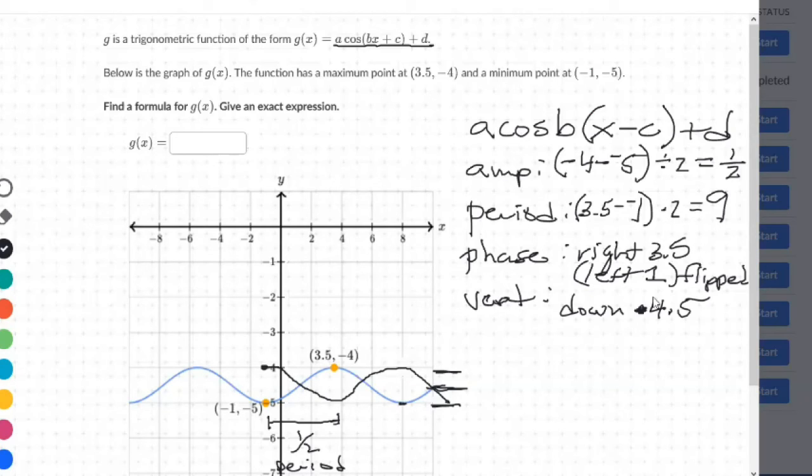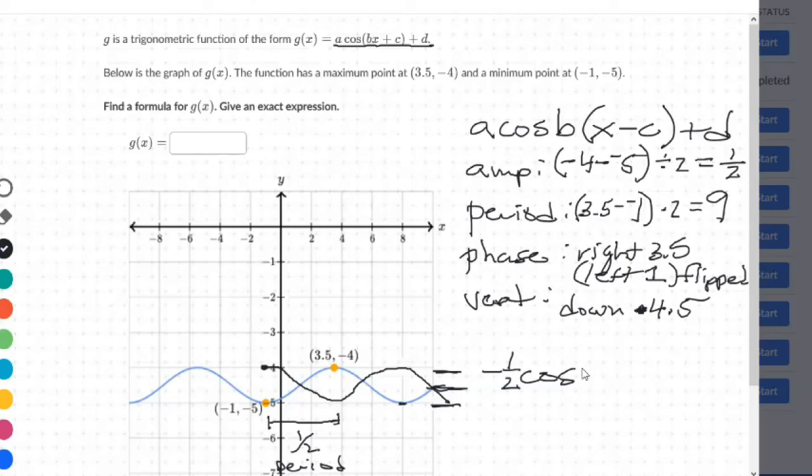So now that I have all this information, it's time to start putting it together. I think, personally, I'm going to do the flipped one because it requires the least motion. Plus, it'll just show you what happens when you flip it. But you could do either one. So if I wrote this out now, and I flip it upside down, the amplitude is 1/2, so it'd be negative 1/2 cosine. The period is 9, but that's not the number that goes here.